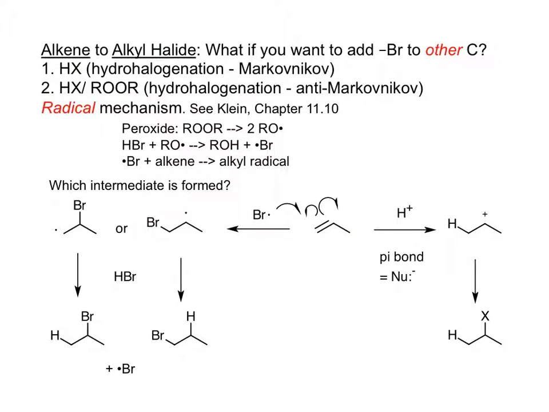If you want to add Br to the other carbon, you have to do a radical reaction. We'll look at the radical reaction mechanism later on in this course. So starting from propylene, going to the right is the Markovnikov addition product. Going to the left is the radical mechanism, which forms the non-Markovnikov addition product.